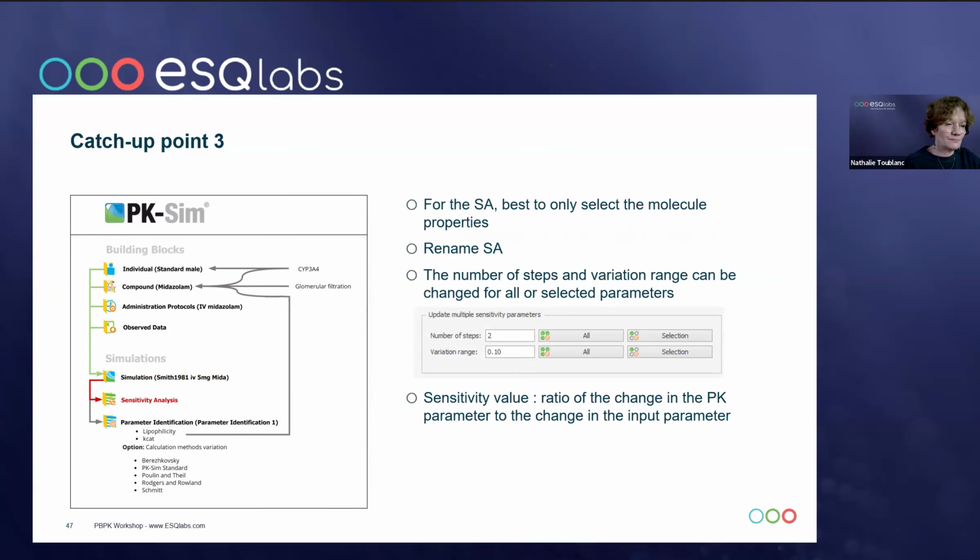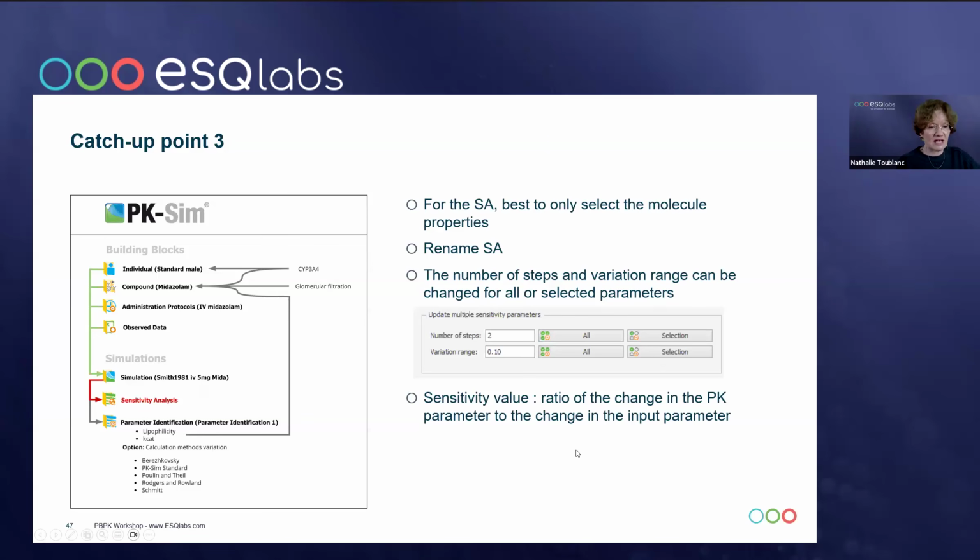Again, my recommendation. Rename the sensitivity analysis because in our case, we're not going to do it, but it's very easy. You just need to do a right click on your sensitivity analysis and you can change the name. It was a recommendation from Carla because if you've got a lot of sensitivity analyses, then it helps you find which one is which without having to open all of them. Again, the number of steps and variation range can be changed, doesn't need to be changed, but it can be changed for a selection of the parameters.